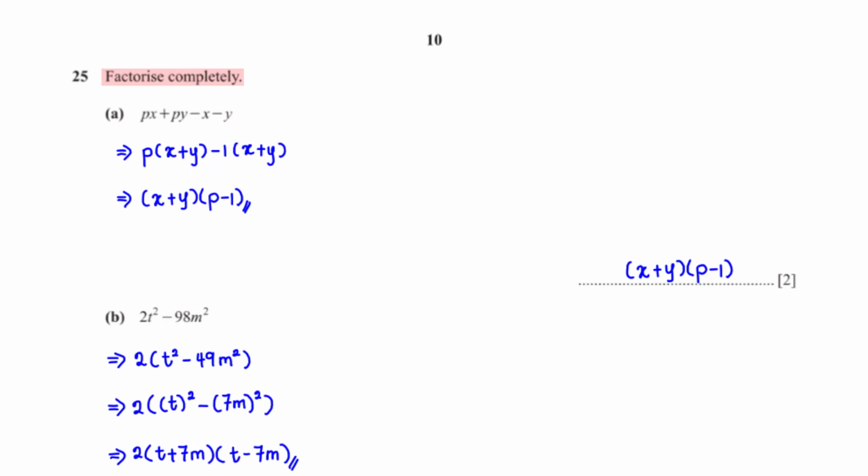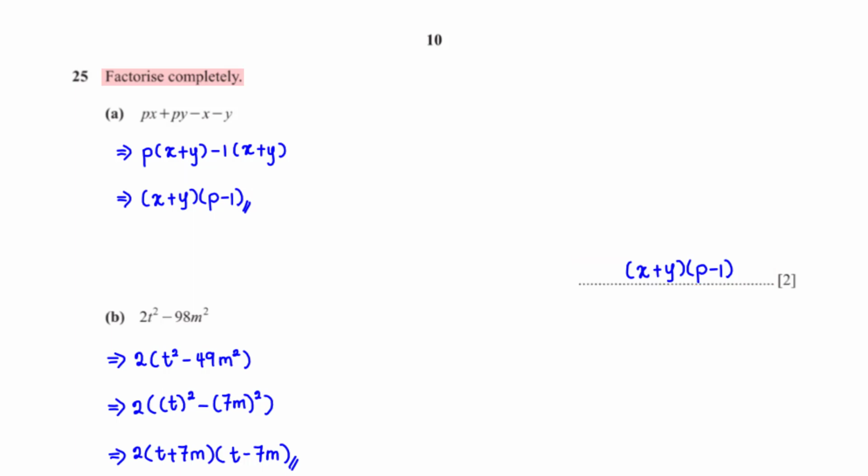Factorize completely: px plus py minus x minus y. The first two terms have a common factor of p. When we factor out p, we are left with x plus y. The final two terms have a common factor of negative 1. When we factor out negative 1, we are left with x plus y. This can be rewritten as x plus y times p minus 1.